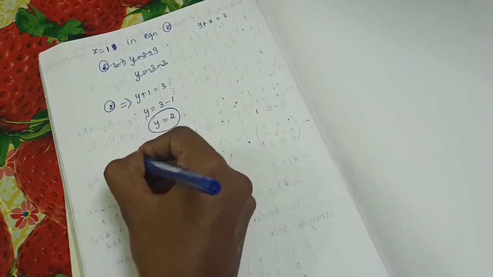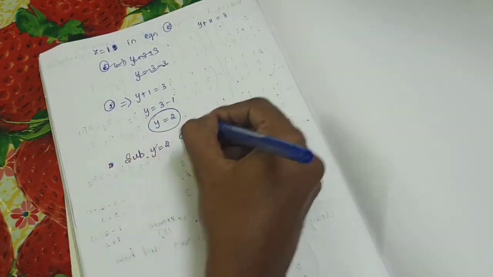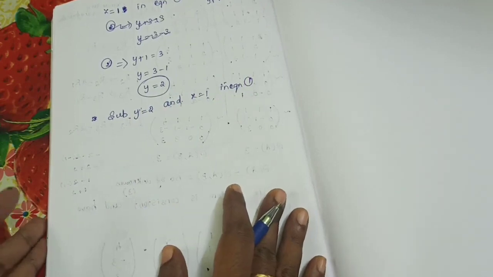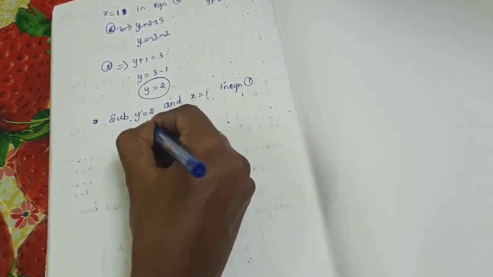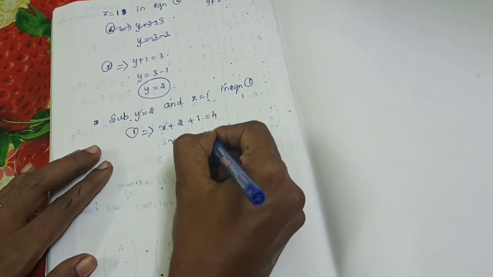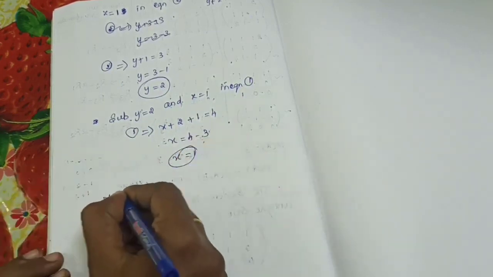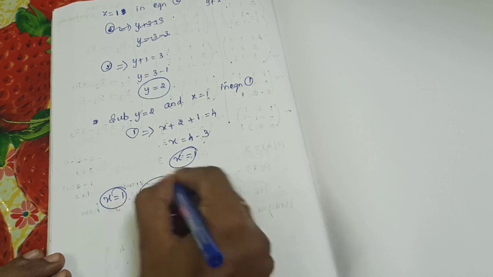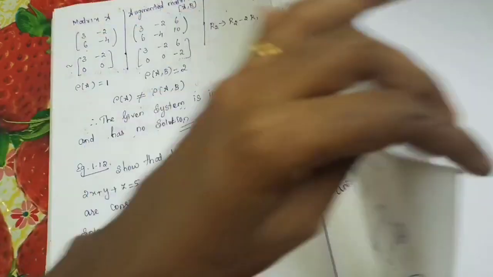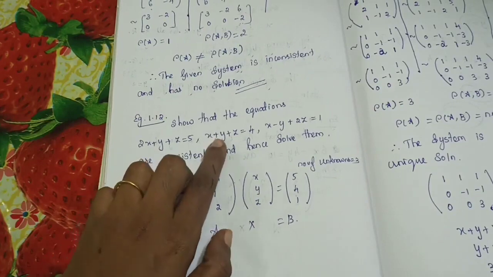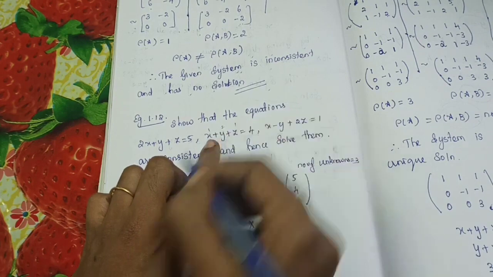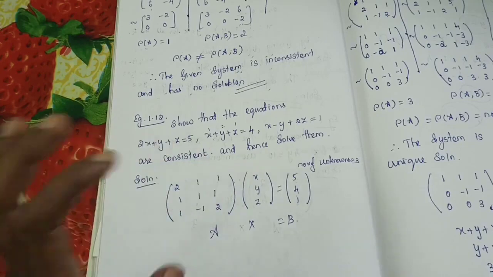Okay. Then substitute y is equal to 2 and z is equal to 1 in equation 1. Equation 1 is x plus y plus z is equal to 4. So equation 1 implies x plus 2 plus 1 is equal to 4. So x is equal to 4 minus 3. So x is equal to 1. Now you got x is equal to 1, y is equal to 2, z is equal to 1. Understand? Now you got the 3 answers, a unique solution. If you have a doubt, you can substitute in the question and check. x value is 1, y value is 2, z value is 1. So 1 plus 2 plus 1 is equal to 4. So our answer is correct.